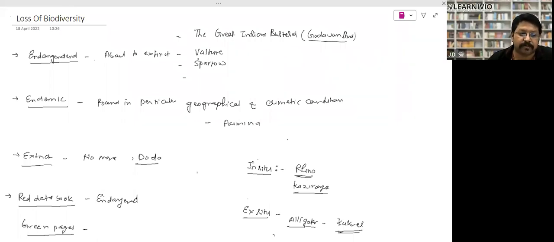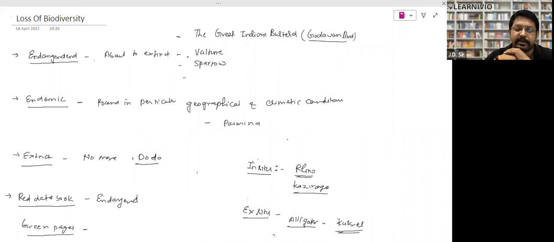Right. Vulture. What is the reason behind the extinction of the vulture? I have told you. No, I haven't told you. We'll study it next episode. Biomagnification. Sparrow, what is the reason for the extinction of the sparrow? That is a recent one. Why is the sparrow endangered now? 5G mobile tower waves. Their lifespan is decreasing. The sparrow is getting extinct. Right. Endangered, it is endangered.